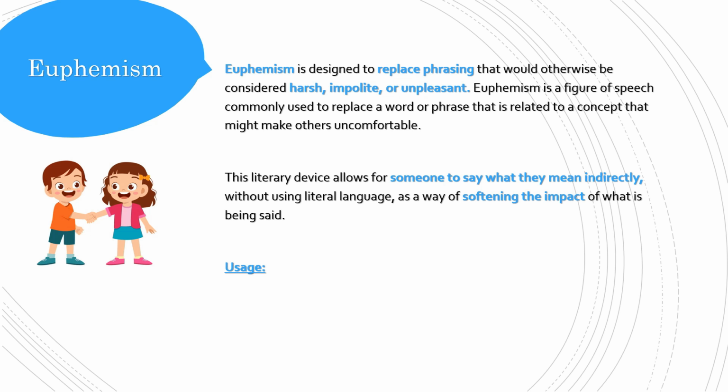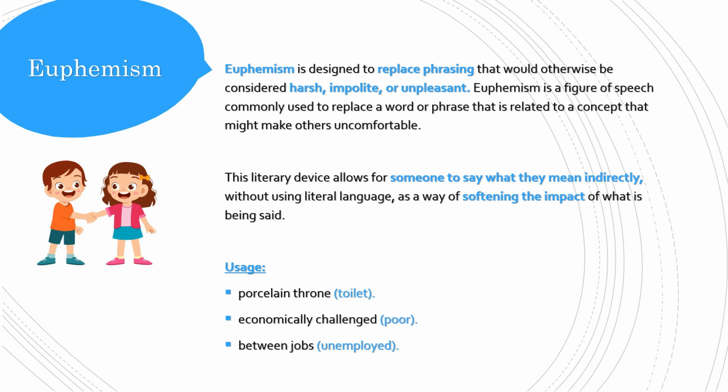Usage. Porcelain throne is used to refer to toilet. Economically challenged is used to refer to the poor. Between jobs is used to refer to the unemployed.